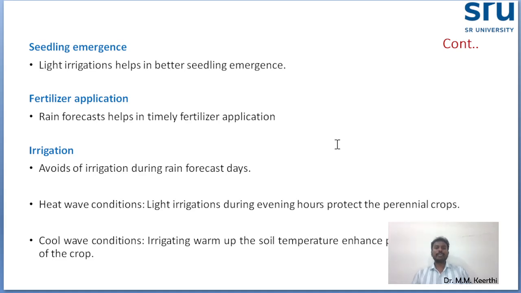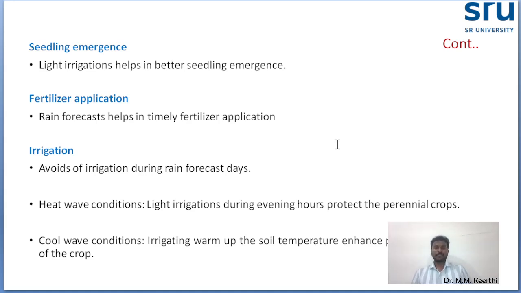Okay, seedling emergence. Light irrigation is helpful for better seedling emergence. For example, if the forecast says there is no rainfall, and you sowed on June 8, and suddenly on June 9 and 10 there is no rainfall, then you have to give life-saving irrigation to the crops. Or if you are getting rainfall on the third day, there is no need to give irrigation. So based on that we can decide.